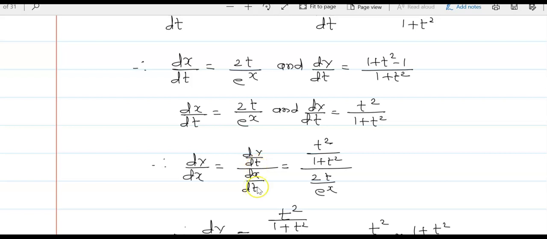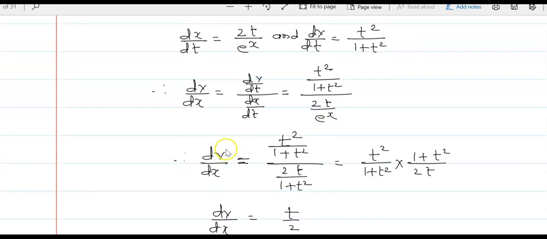Now simplify this. What is dy by dt? dy by dt is t square upon 1 plus t square. And dx upon dt is 2t upon e raised to x. Now what's happening here? dy by dx is equal to t square upon 1 plus t square, and whole divided by 2t upon e raised to x. Now this 1 plus t square, 1 plus t square get cancelled.